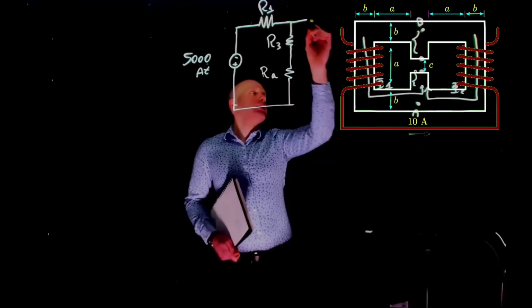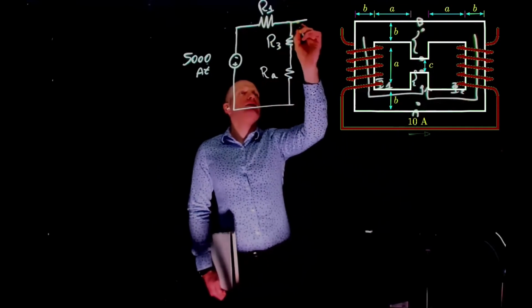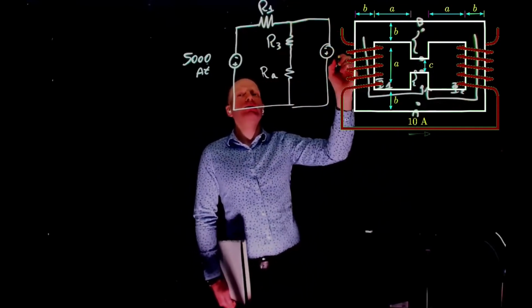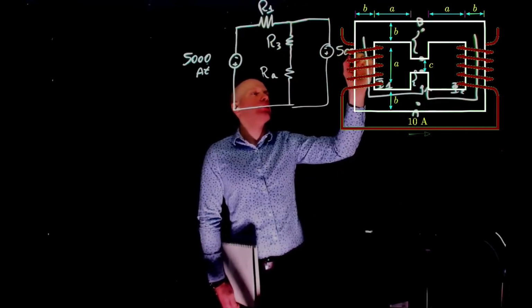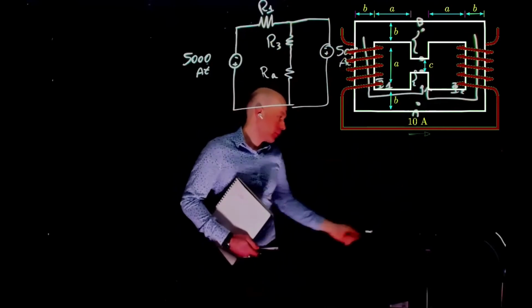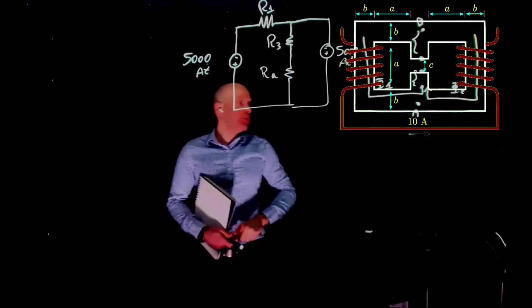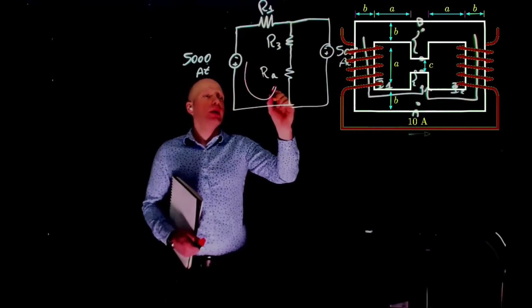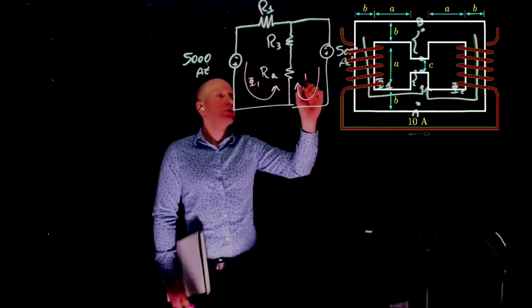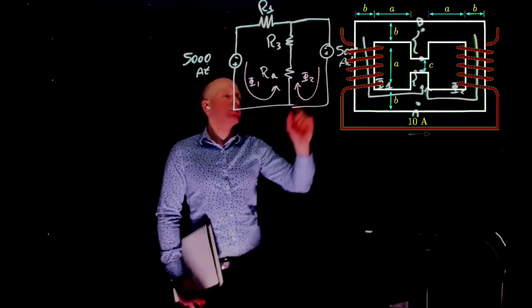And on the other side, we have this part, which has the same magnetomotive force in the same direction, and that is 5,000 amp turns. Already we have two magnetic fluxes. One is going that way. Let's call this flux 1. And you have another one here, flux 2.